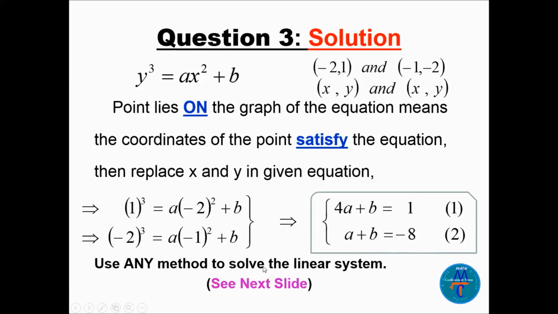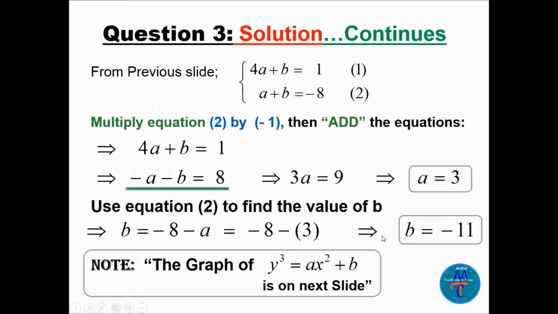You can use any method to solve this linear system. Now you know the story. Just take a second here. What do you think is the easiest way? I think you should know it. You can cancel either x or y. I multiply the second equation by minus, because I will cancel the b. You can cancel also the a if you like.